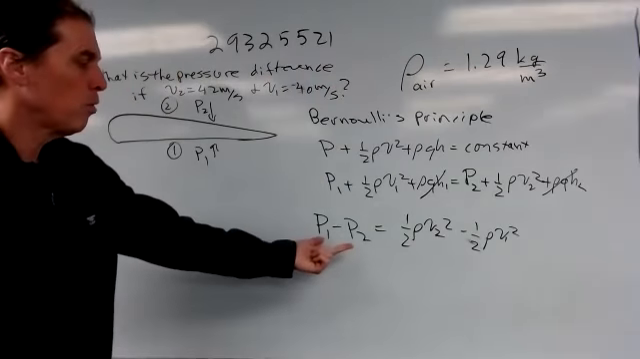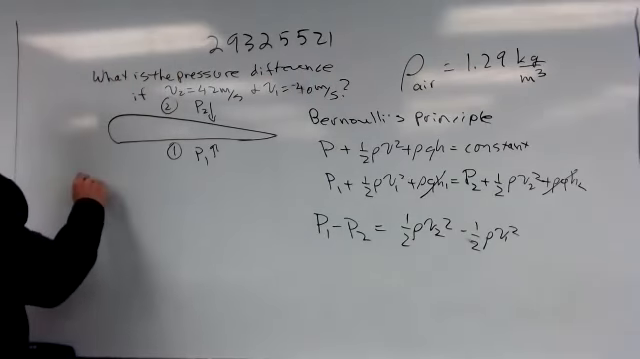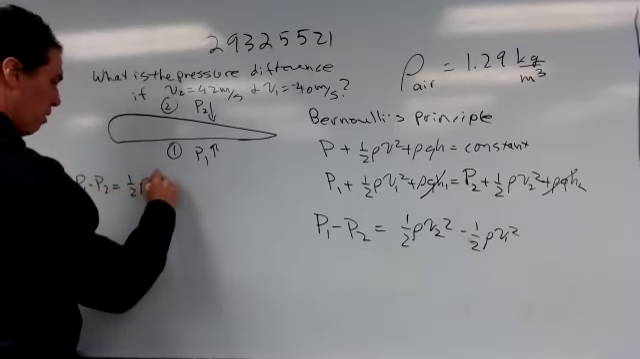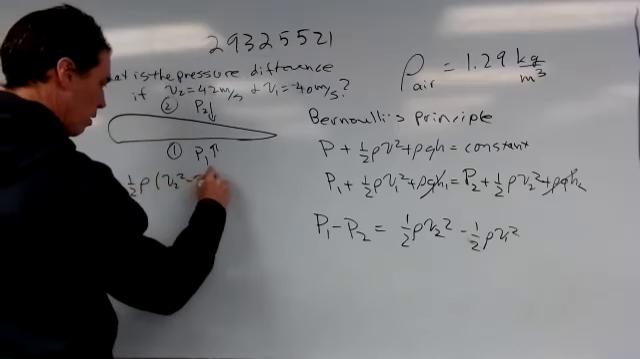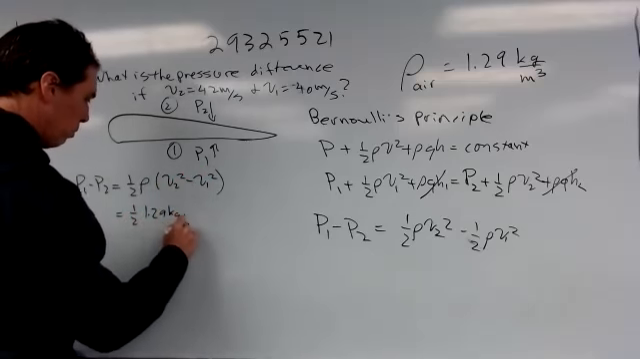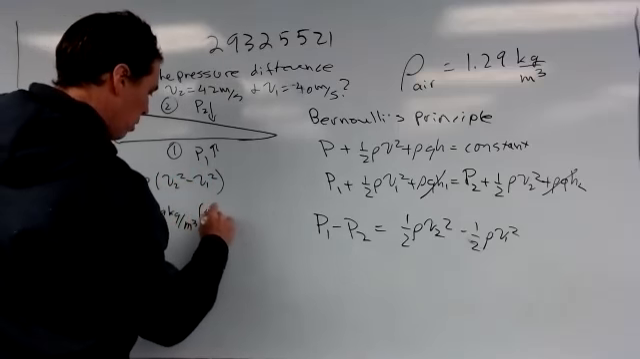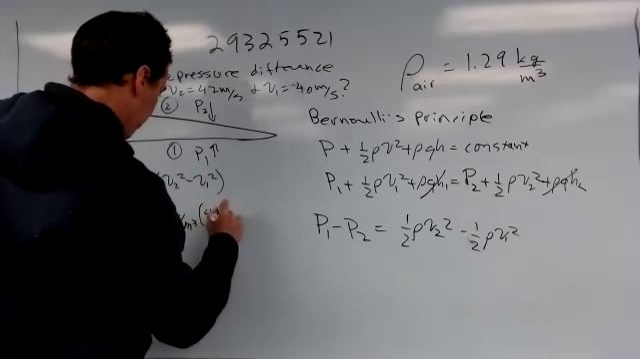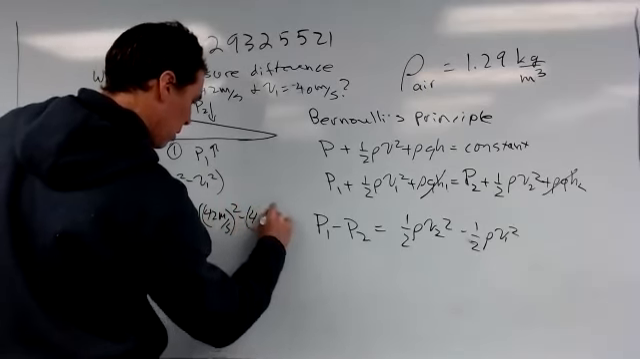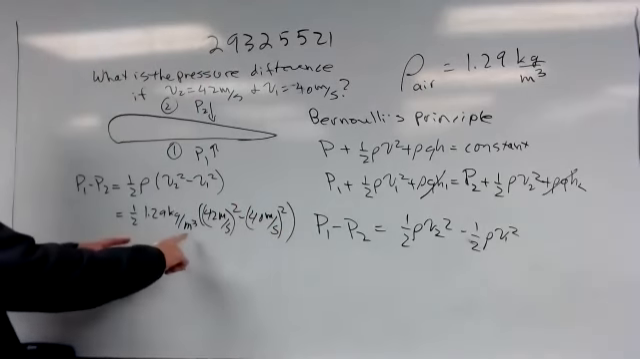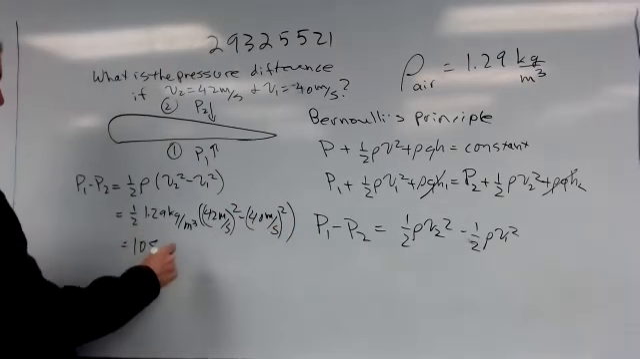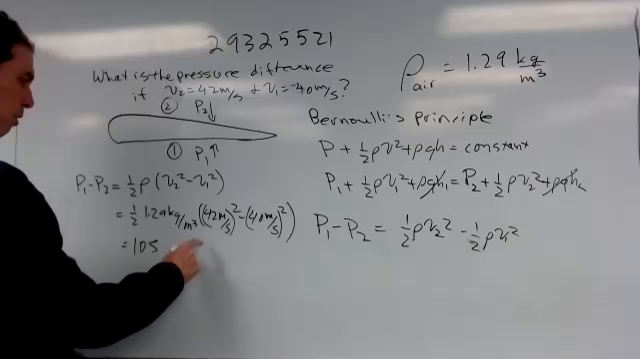And so that's what we're evaluating. And so I'll just finish over here. P1 minus P2 is equal to 1/2 rho times V2 squared minus V1 squared, just to simplify it. And that's equal to 1/2 times 1.29 kilograms per cubic meter times 42 meters per second squared minus 40 meters per second squared, right? I just distributed the 1/2 rho to the outside, and I get 105 for that. And the units for that should be in kilograms.